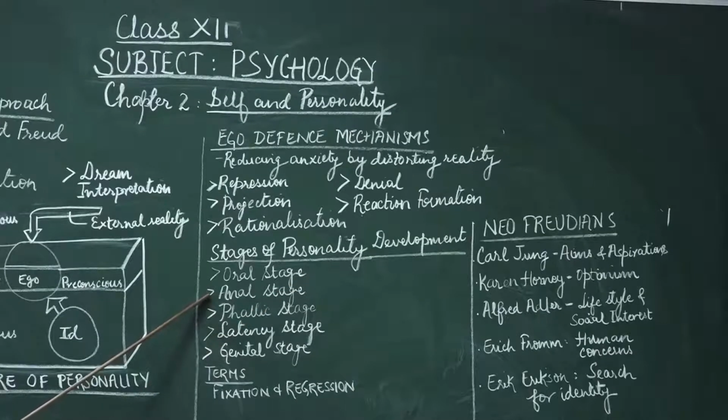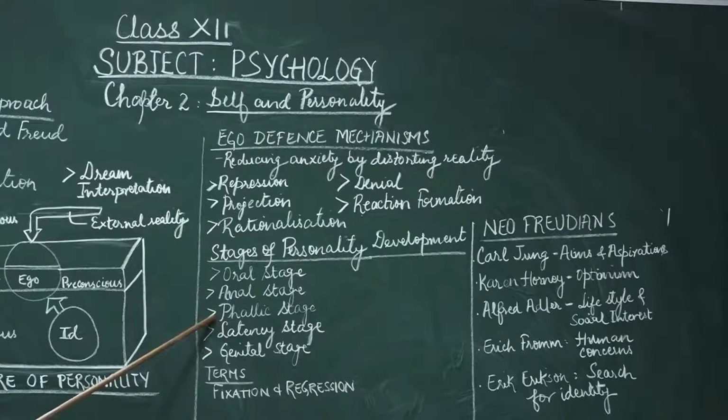Anal stage happens between 2 to 3 years. The child learns to respond to societal demands. The parents toilet train the child so that they can control these bodily functions of urination and defecation. Phallic stage happens to be a very, very interesting stage. It happens between the age group of 4 to 5. This stage focuses on genitals, where children realize the differences between the male and the female.